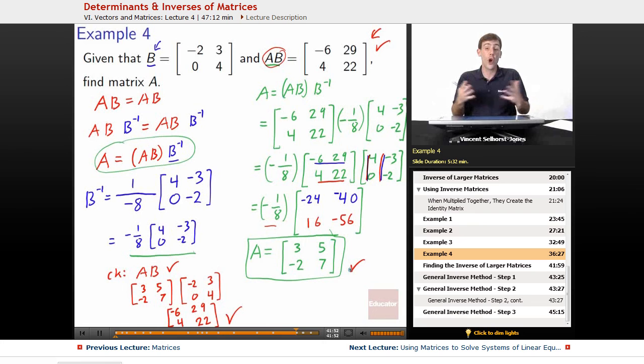However, if you want to check out how we do inverses for larger than 2 by 2, larger than just that simple formula, let's take a look at it.